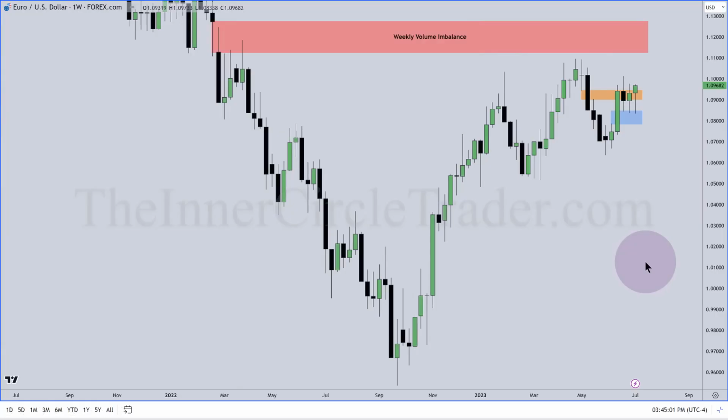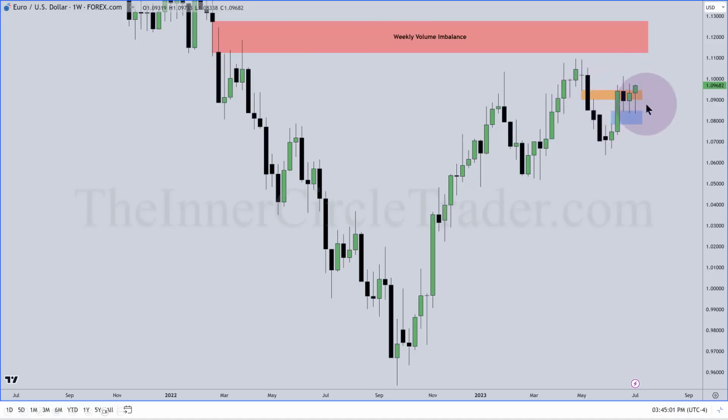Euro dollar, everything we would expect in the dollar index would obviously be reversed here. I've been calling your attention to this weekly volume imbalance for months now, and while we did retrace back down to this bullish order block, we rallied, created a fair value gap. We've had multiple times trading down into it.